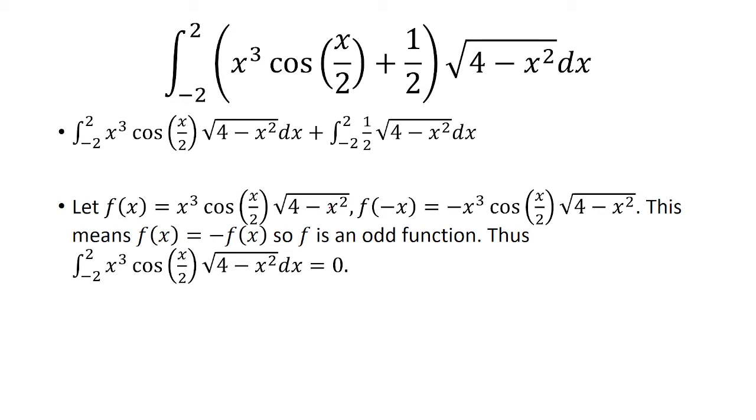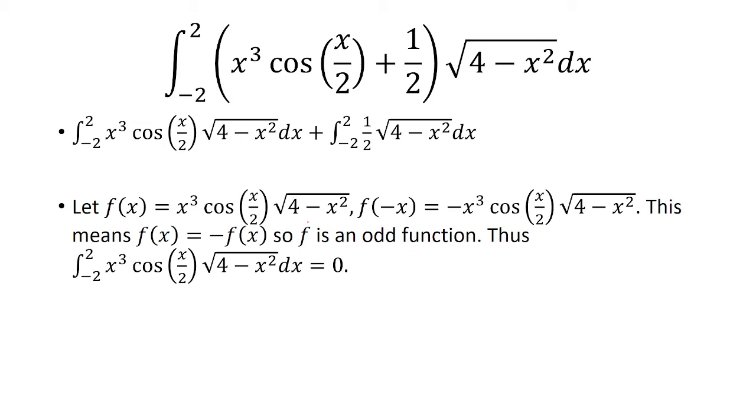When I square the negative inside the square root here, that's going to be positive. It's still going to be x squared. But the only thing that changes is the x cubed. So if I cube negative x, I get negative x cubed. And so f of negative x is going to equal negative f of x. And that's the definition of an odd function.